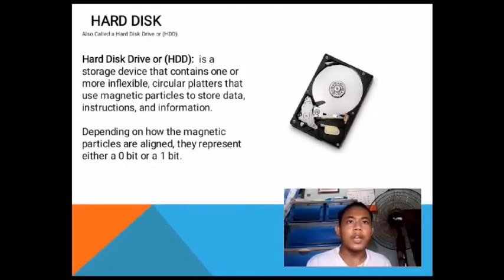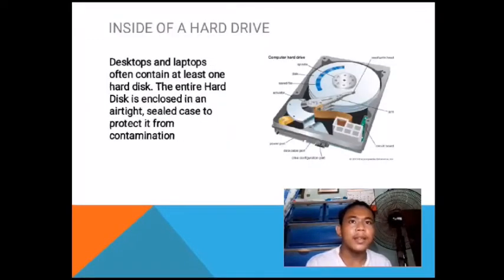A hard disk drive, or HDD, is a storage device that contains one or more inflexible circular platters that use magnetic particles to store data, instructions, and information. Depending on how the magnetic particles are aligned, they represent either a 0 bit or a 1 bit. Inside a hard drive, desktops and laptops often contain at least one hard disk. The entire hard disk is enclosed in an airtight, sealed case to protect it from contamination.